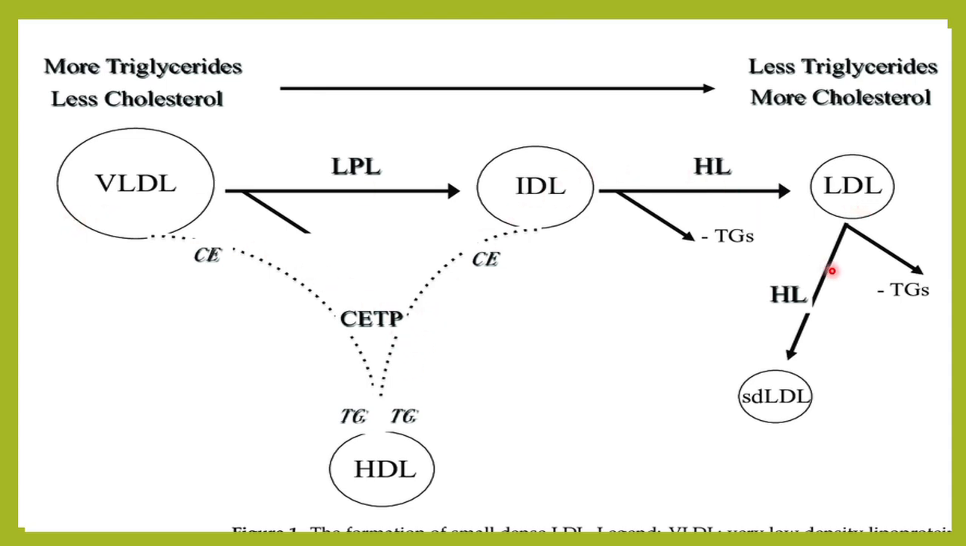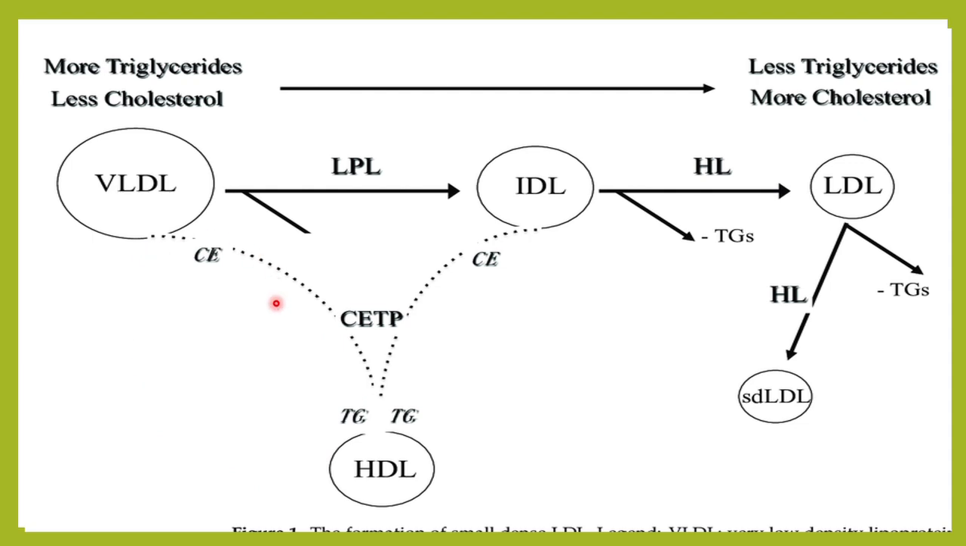So here you will see that the LDL is more of cholesterol. It is less of triglyceride, more of cholesterol. VLDL is more of triglyceride and less of cholesterol. So VLDL gets converted into IDL with the help of lipoprotein lipase, and IDL gets converted into LDL with the help of this hepatic lipase, and this cholesterol ester transport protein that helps in the transfer of this cholesterol esters.